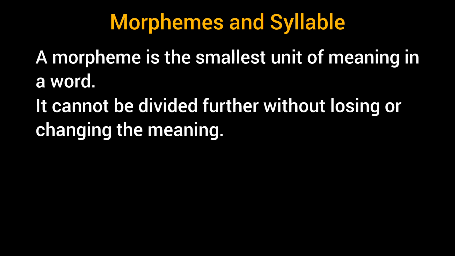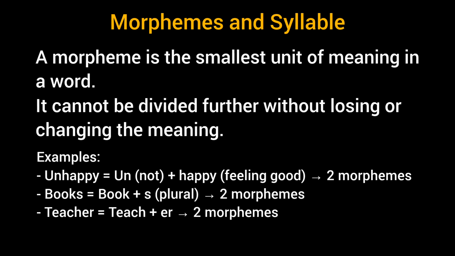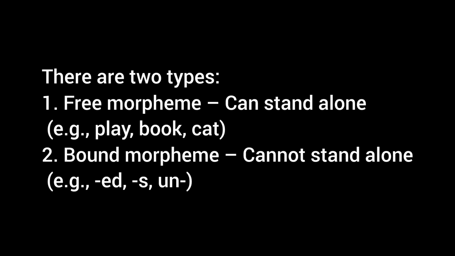Morphemes and syllables. A morpheme is the smallest unit of meaning in a word. It cannot be divided further without losing or changing the meaning. Examples: unhappy equals not plus happy, feeling good, 2 morphemes. Books equals book plus s, plural, 2 morphemes. Teacher equals teach plus er, 2 morphemes. There are 2 types. 1. Free morpheme can stand alone, for example, play, book, cat. 2. Bound morpheme cannot stand alone, for example, eat, s, un.